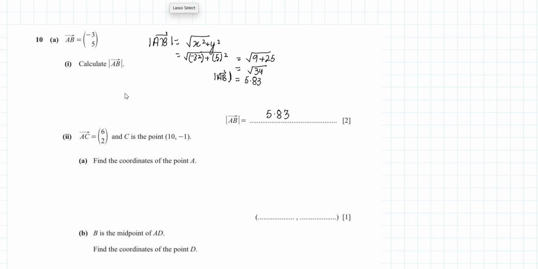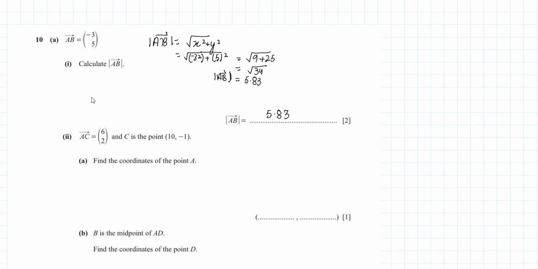So you can write here 5.83. Look, this question is very easy. You just have to use the formula and then write down the answer. You will get 2 marks in this. It means this formula gives you 2 marks, and you do not need to do anything else except this.